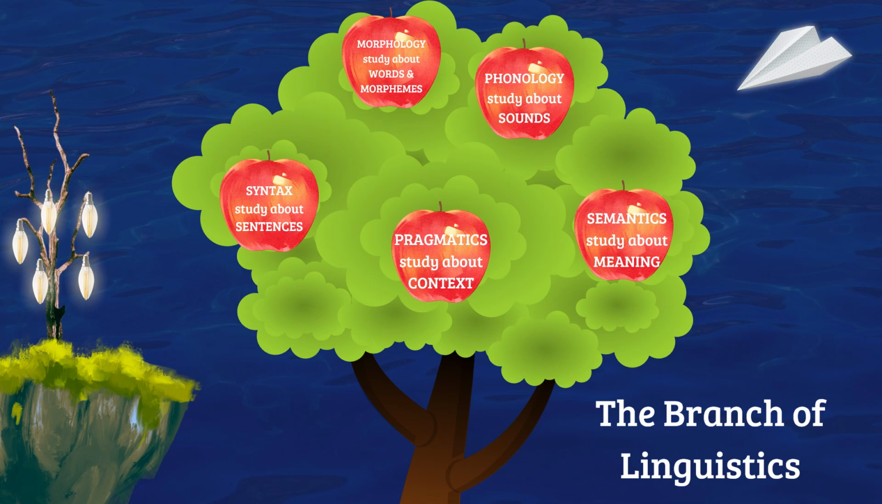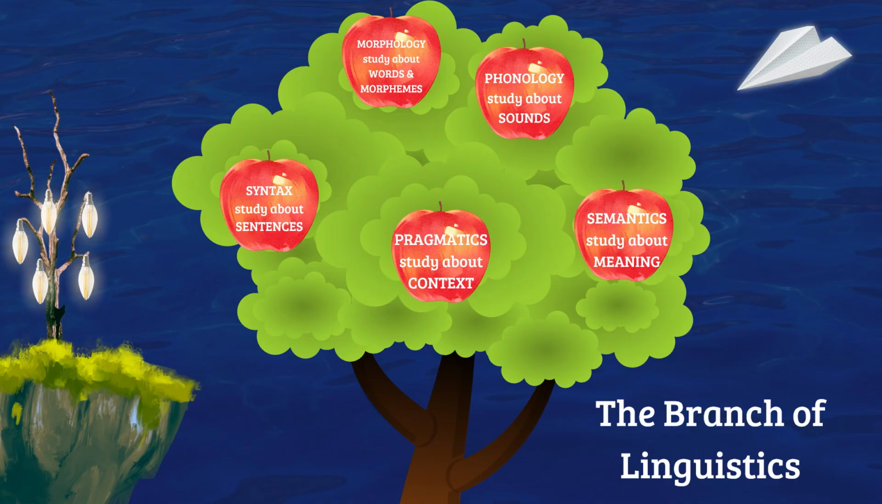Just like a tree, linguistics has many branches, and each branch studies different things. Morphology. This is the one we are discussing today. It studies words and morphemes, or how words are formed. And the next is phonology. This one studies sounds in language. It's all about how sounds work. And next is syntax. This branch studies sentences. It looks at how words are arranged to make a correct sentence.